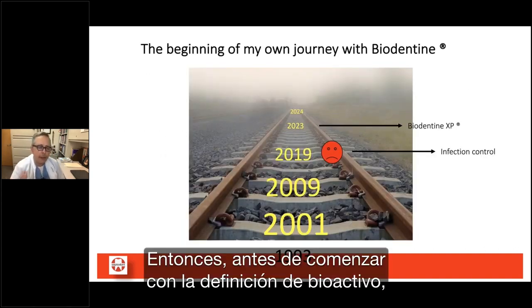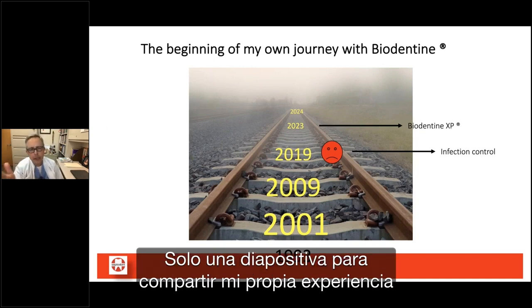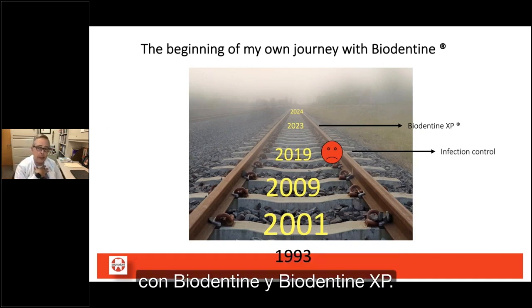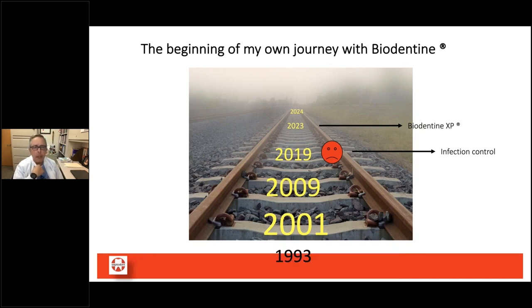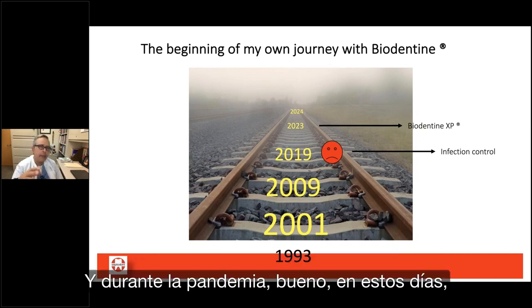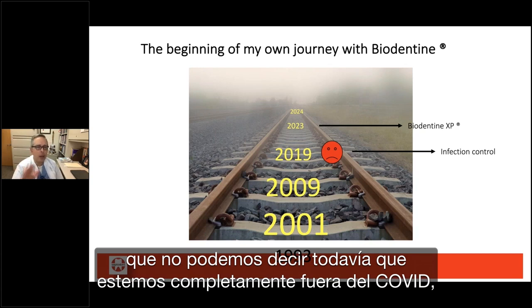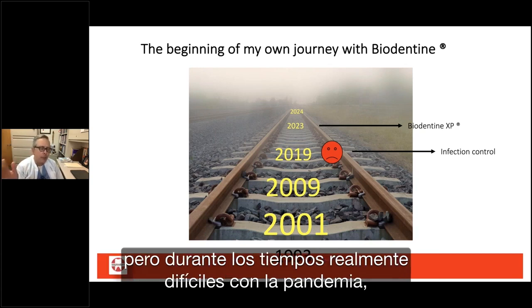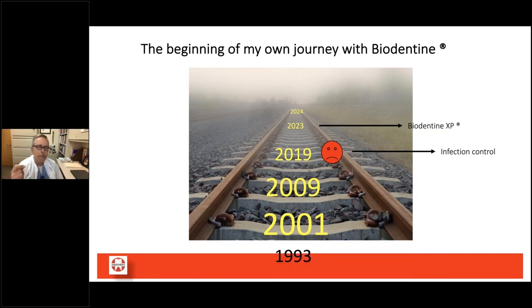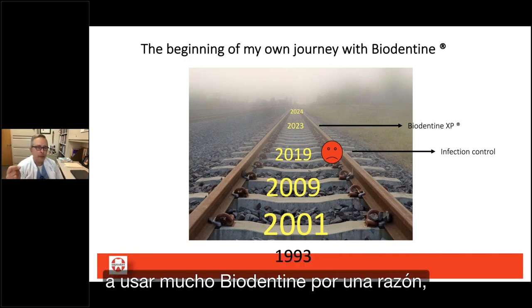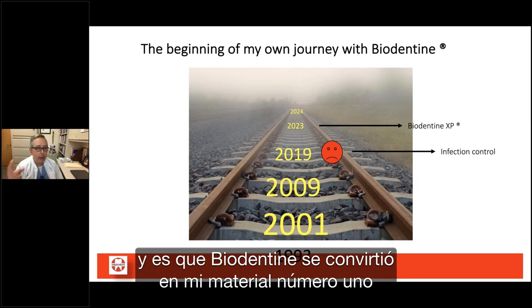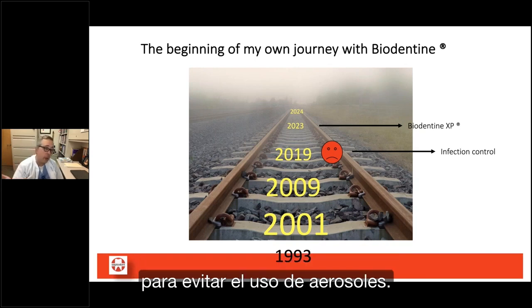Before we start with the definition of bioactive, I just want one slide to share my own experience with Biodentine and Biodentine XP. I have been using Biodentine for about 5 to 6 years. It was during the really difficult times of the pandemic, and we cannot say yet that we are completely out of COVID, that I really started to use a lot of Biodentine, for one reason: Biodentine became my number one material to avoid the use of aerosols.